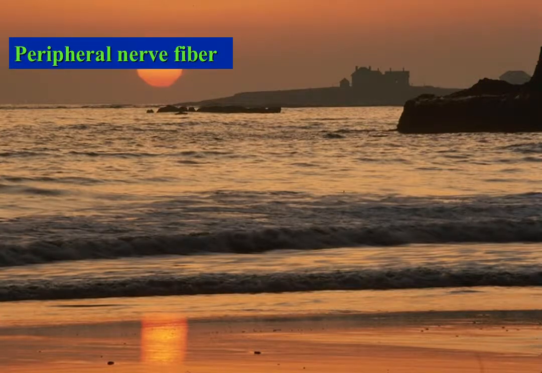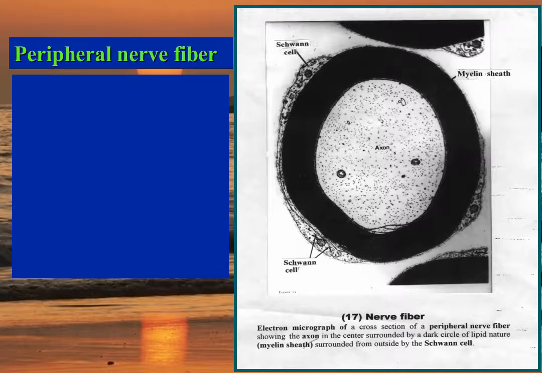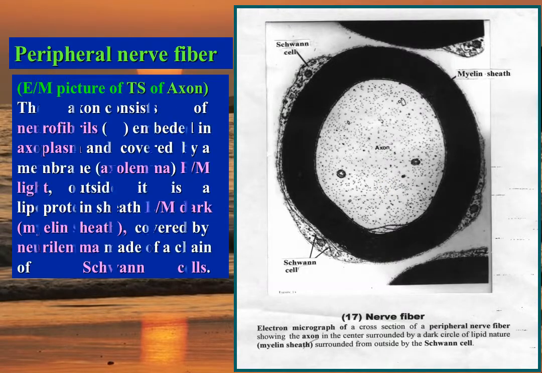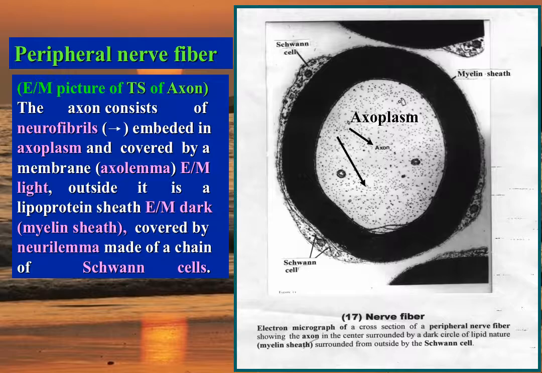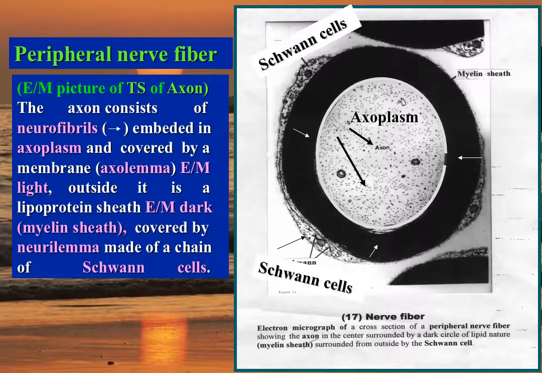Peripheral nerve fiber. Electron micrograph of transverse section of an axon, showing multiple neurofibrils embedded in axoplasm, covered by a membrane, axolemma, which is electron light. Outside is an electron-dense lipoprotein sheath called myelin sheath, covered by neurolemma, made of a chain of Schwann cells, which appear electron light.